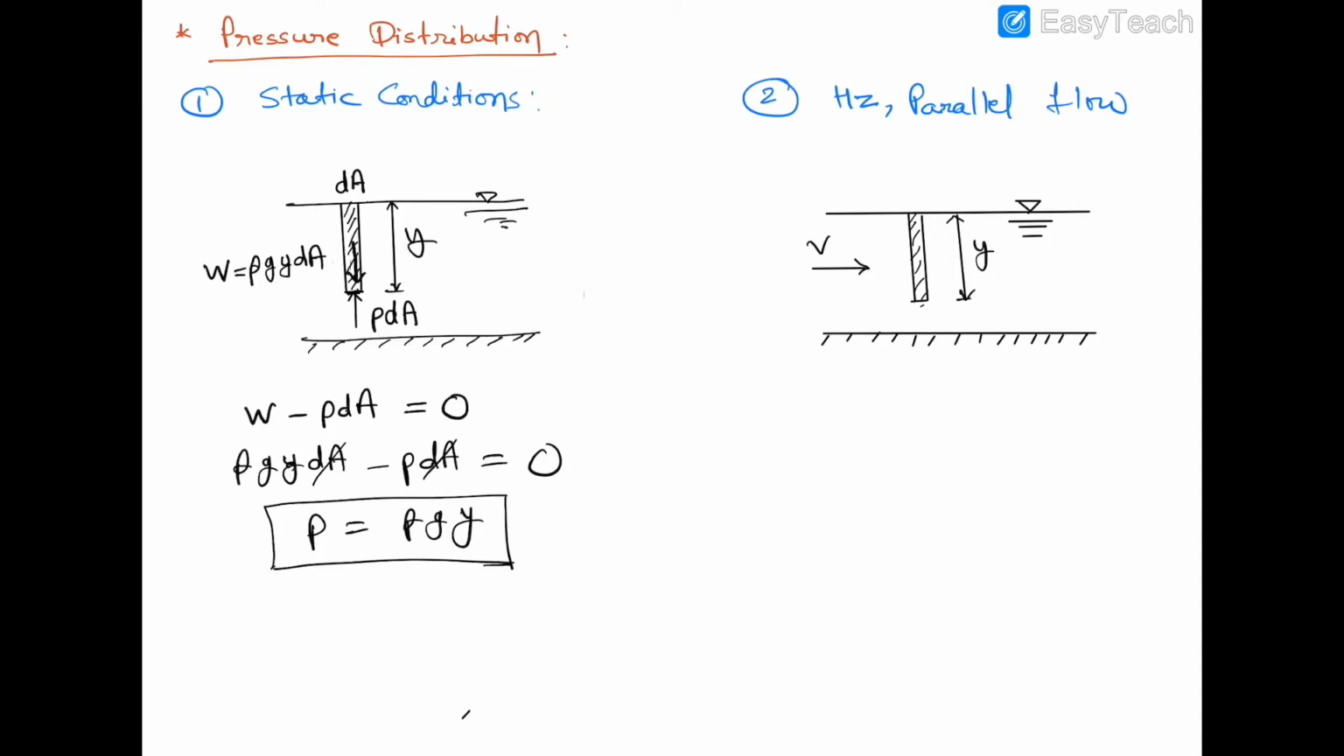Now look at this expression here. Rho is constant and g is constant, so p is proportional to y. Now as y will increase, p will increase. Clear? And the maximum power of y is 1, so the distribution of the pressure will be linear. Okay, this is the pressure distribution, and this kind of distribution of pressure is called hydrostatic pressure distribution.